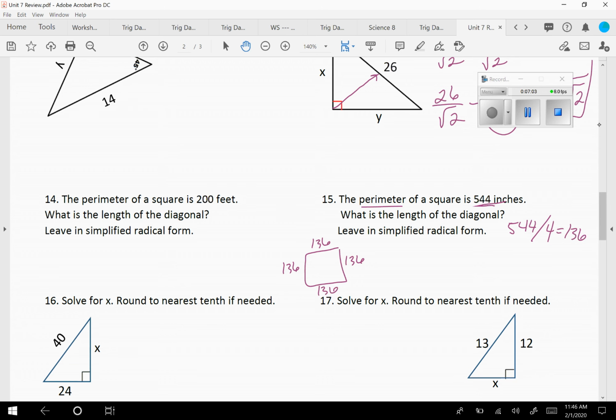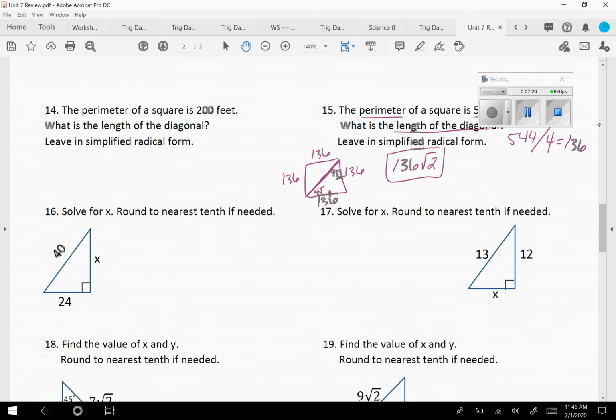Okay, what is the length of the diagonal? All right, now draw in your diagonal. And remember, when you cut the square on a diagonal, it makes a 45, 45, 90. So our two legs are the same. And that diagonal, you just take the leg and put square root 2 behind it. And you're done.